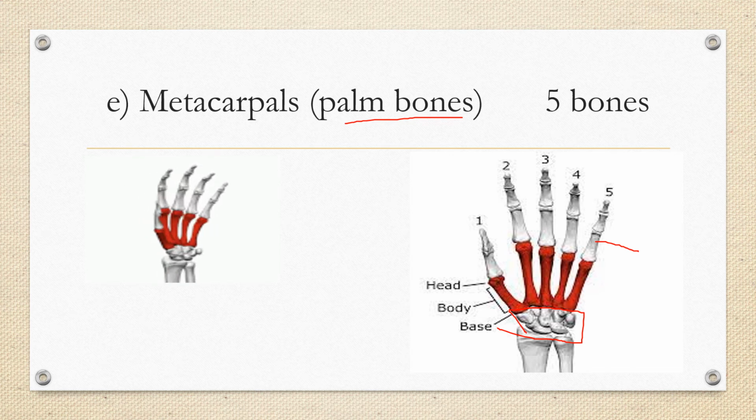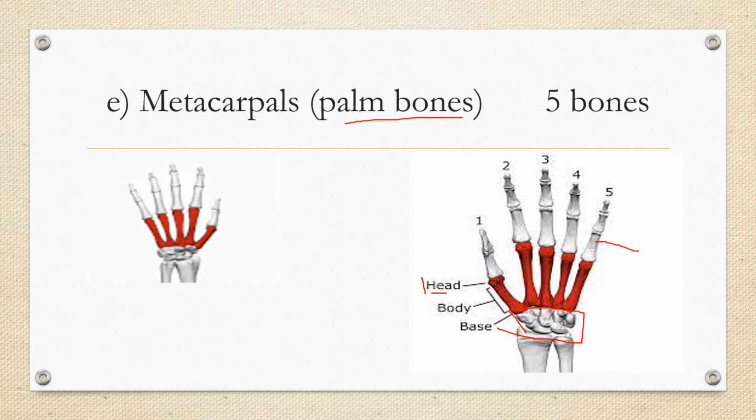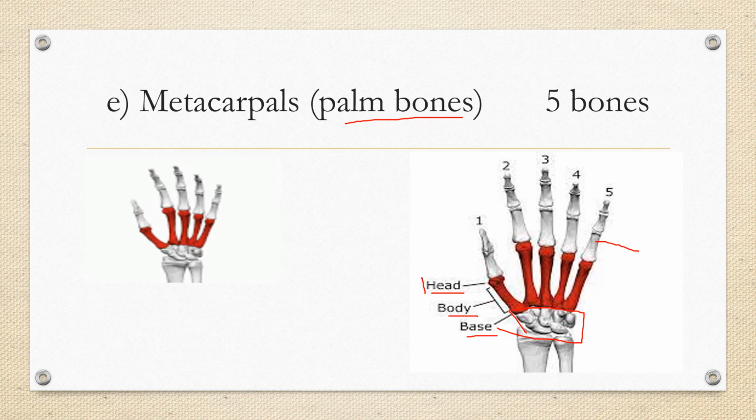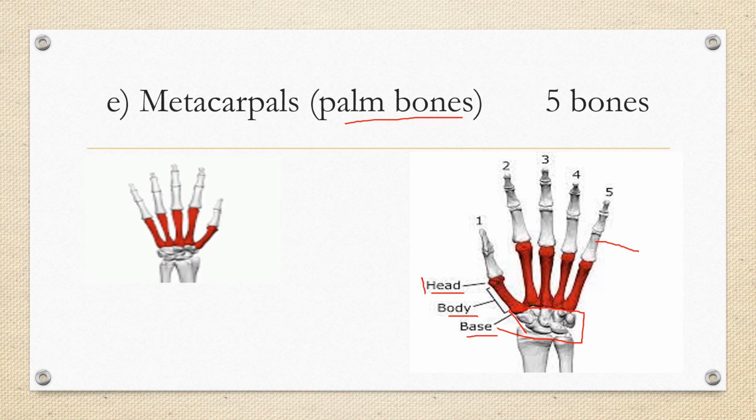The speciality of these bones is they consist of 3 parts. The first part is head, second part is body, and the third part is base. The head is the swollen part that is towards the fingers. The body is the part between the head and the base, and it is a longer part as compared to head and base, and the base is the part towards your wrist bones.